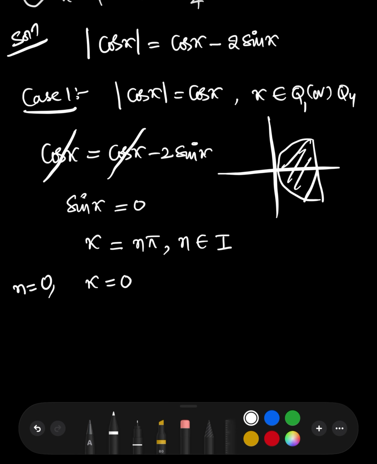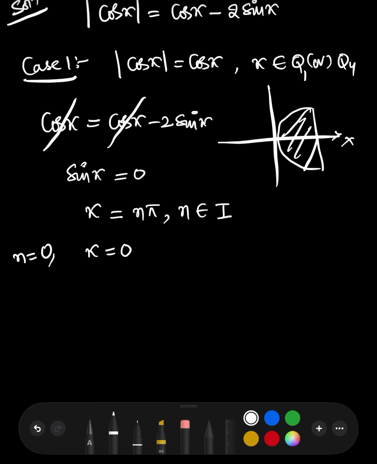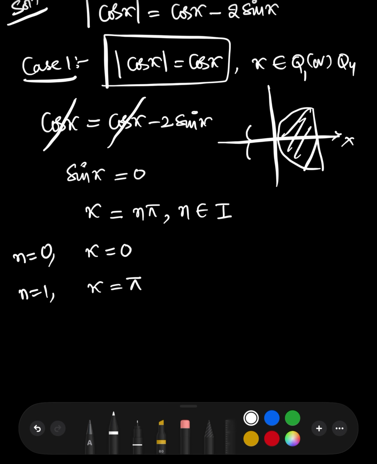It is fine because 0 is in the first region, first quadrant, right? In case of n equal to 1, I can say that x equals pi. But pi lies between the second and third quadrants. In the second and third quadrants, if you focus, cos x is clearly negative in case of pi plus or pi minus, right? But what we have considered in case 1 is mod cos x equal to cos x, so x equal to pi is strictly rejected.